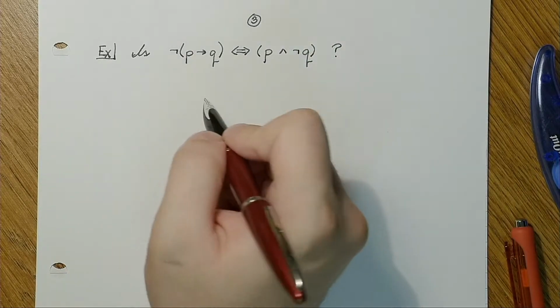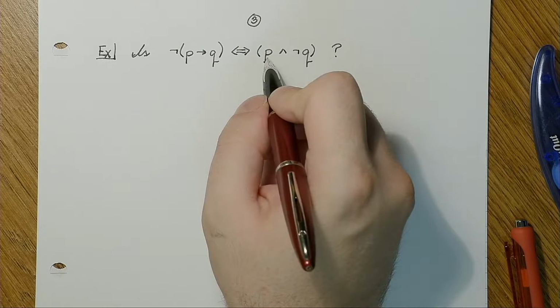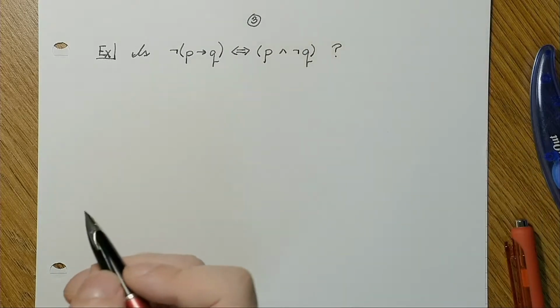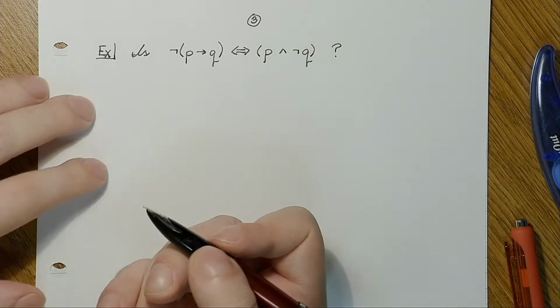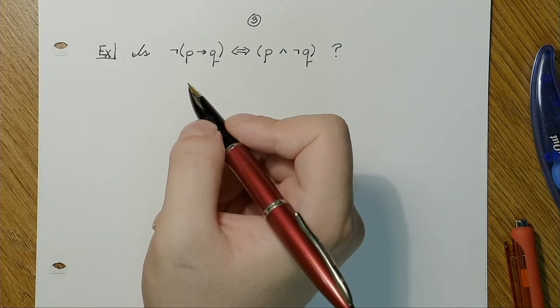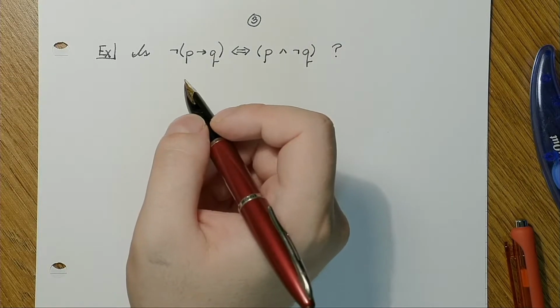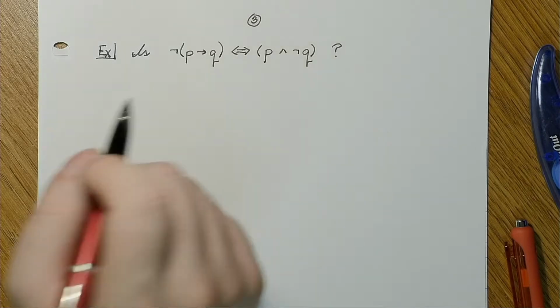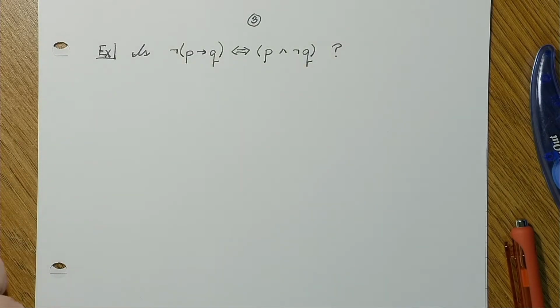Is not (P implies Q) logically equivalent to P and not Q? Okay. Finally got my chat working. Excellent. And again, if something goes wrong, I usually have my email open. Let me just check, and I don't see any emails, so that's good.